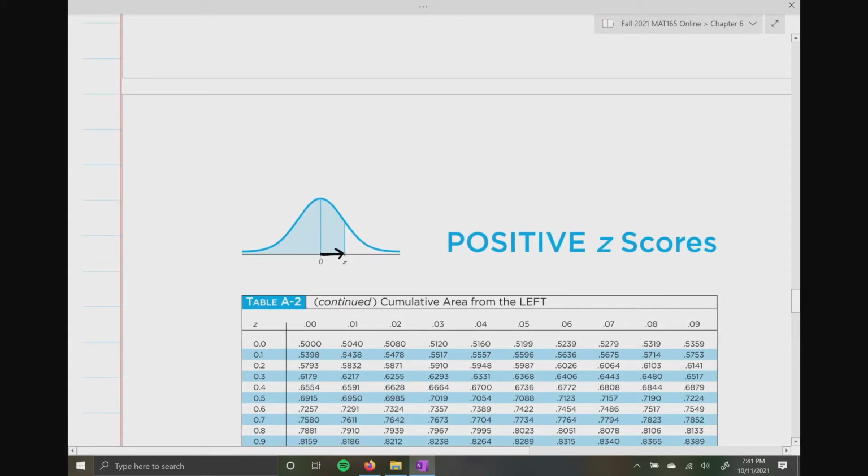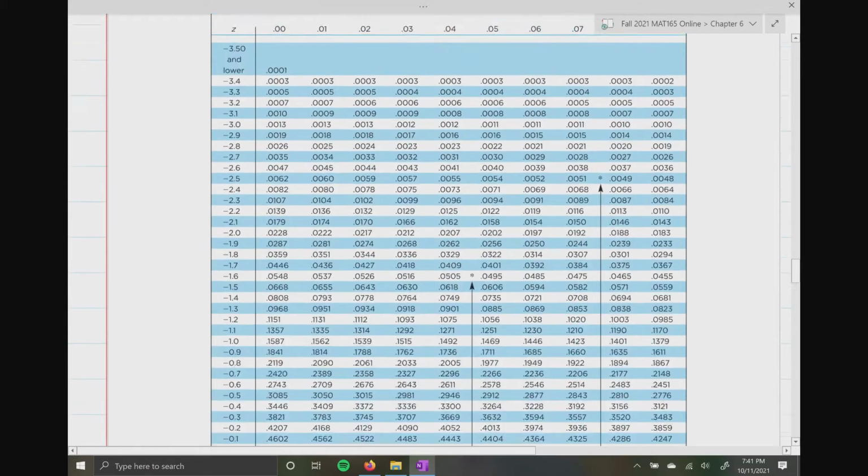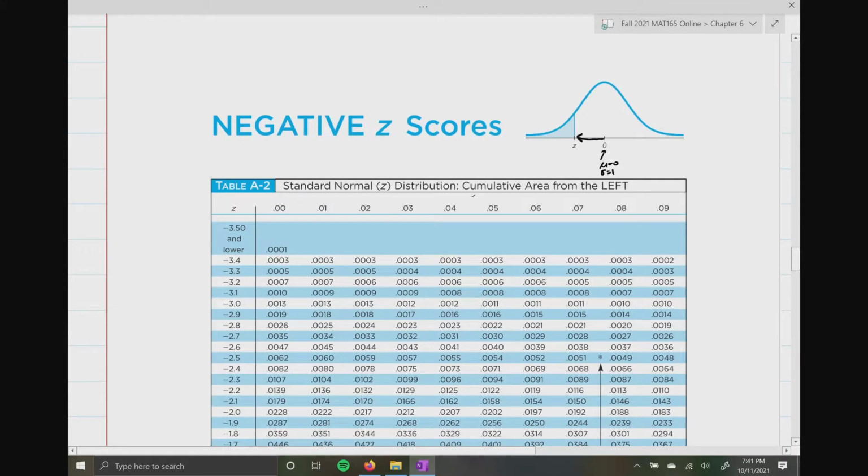Also notice the words that they use: cumulative area from the left. Even if I go over to the negative side, cumulative area from the left. And that's why the shading starts on the left-hand side and we go from left to right. Okay? So now, I'm going to show you how to use this table to find z-scores first. I think that's going to be really important.